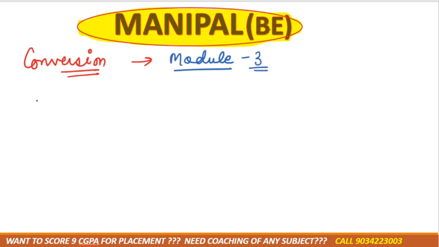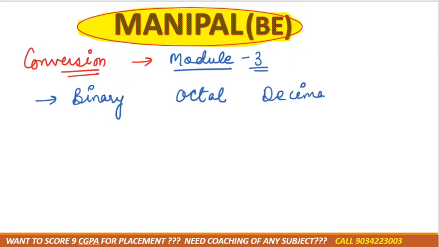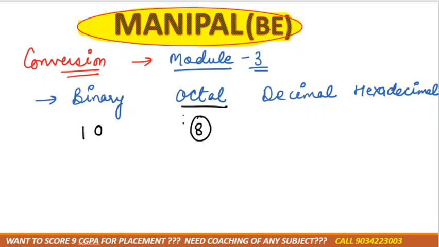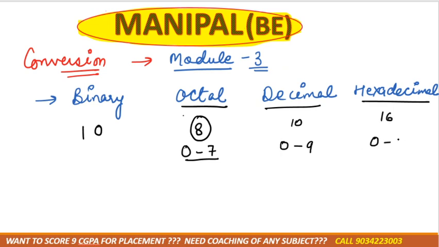Okay. So for conversion you need to know, first of all, the binary term, then the octal term, the decimal term, then the hexadecimal term. Binary is always represented by 1 and 0. Octal means 8, so it varies from 0 to 7. Decimal means 10, so it varies from 0 to 9. And hexadecimal means 16, so it varies from 0 to 15.